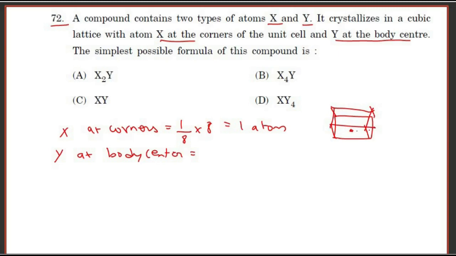At the body centered, there will be 1 atom for 1 cube. This is a body centered cubic lattice. So 1 into 1, which is equal to 1 atom. Hence option X equal to 1 and Y equal to 1. Hence the simplest formula is X into Y. Hence option C is the correct answer.